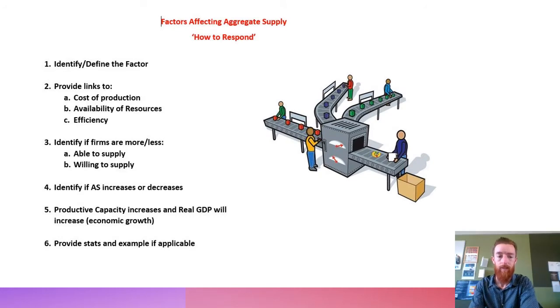With AS, define the factor, link it to cost of production or efficiency, identify whether firms are more or less willing to supply, and identify if aggregate supply increases or decreases.